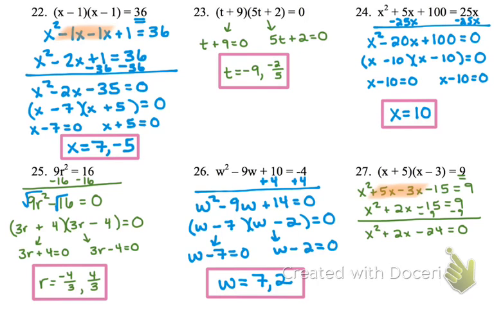Our leading coefficient again is 1. We have just the regular x squared, so double bubble it is. What multiplies to negative 24 and adds to positive 2? That's going to be positive 6 and negative 4. Set them both equal to 0. And we get a solution of negative 6 and positive 4.